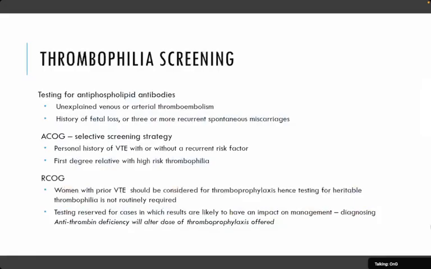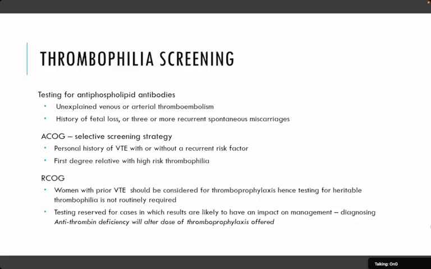In terms of screening for these thrombophilias, universal screening is not cost effective, so it's not advised. And wherever possible, laboratory testing should be performed at least 6 weeks after a thrombotic event, outside of pregnancy and when the patient is not receiving anticoagulation or hormonal therapy, because of the effects of these states on the results of the tests themselves. So for the acquired thrombophilias, if we look at antiphospholipid syndrome, we test for antibodies if, for example, there's an unexplained venous or arterial thromboembolism, or if there's a history of fetal loss or 3 or more recurrent spontaneous miscarriages.